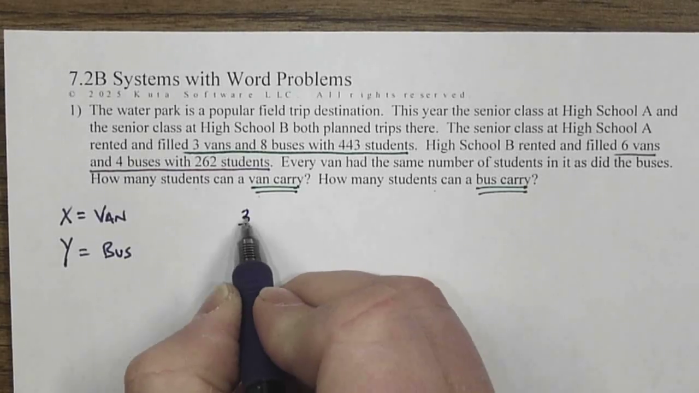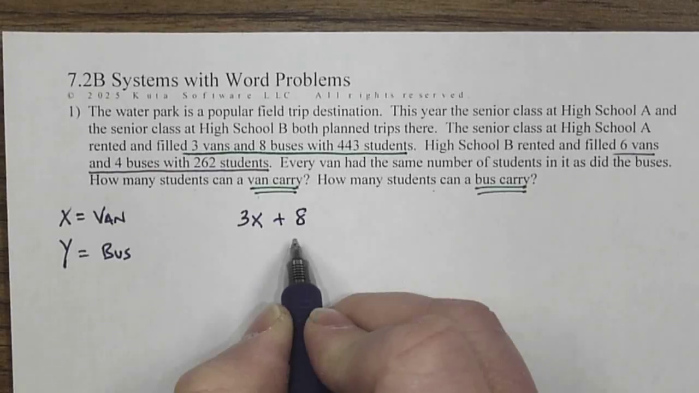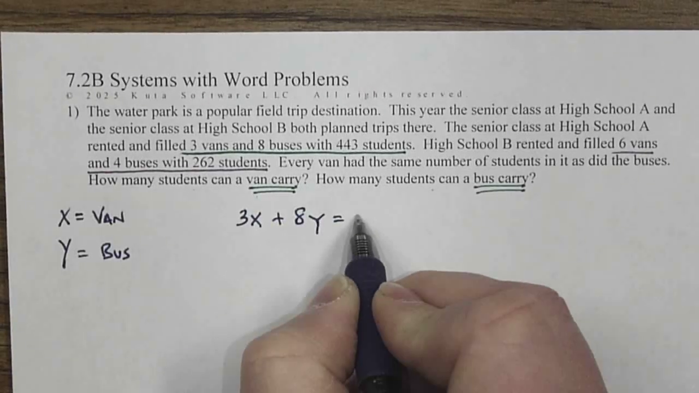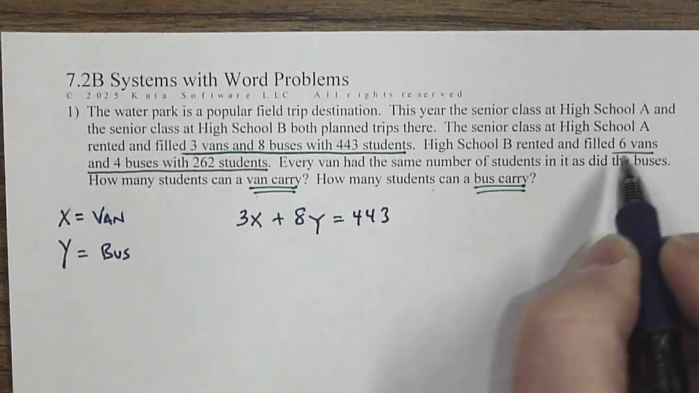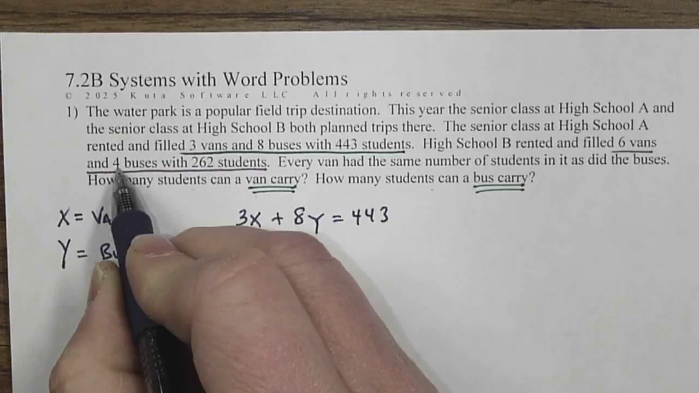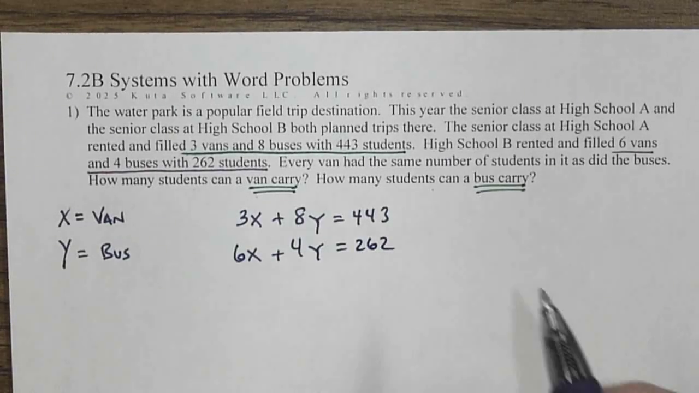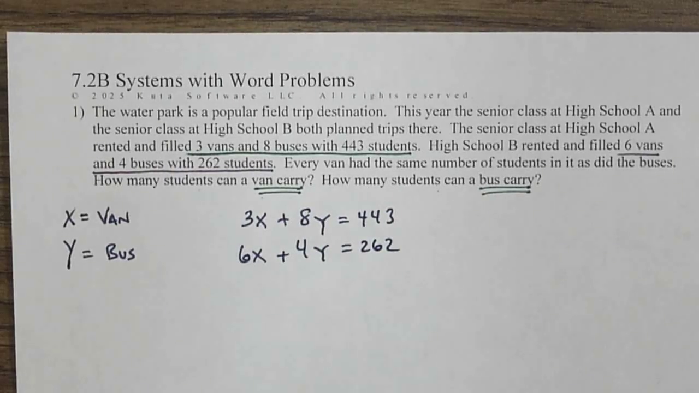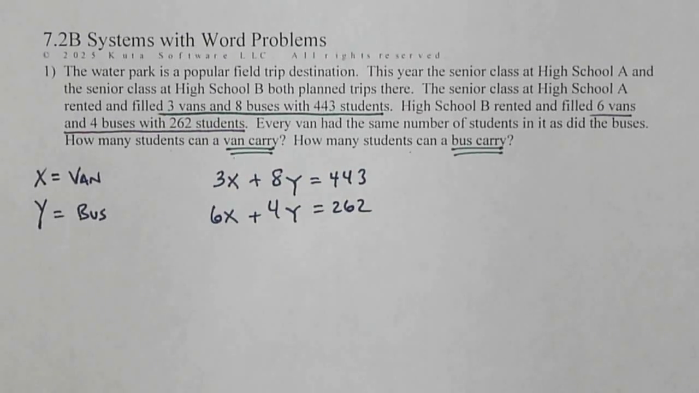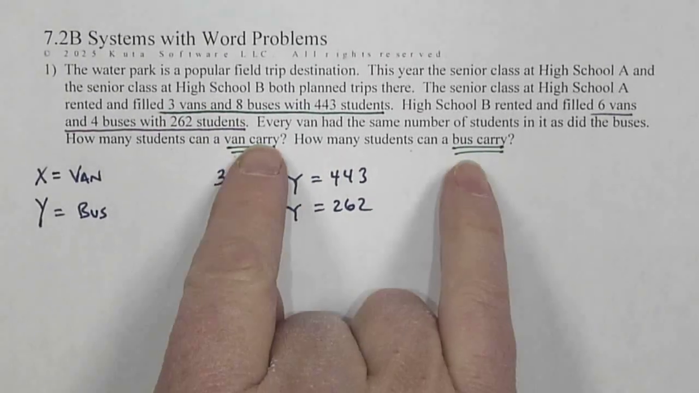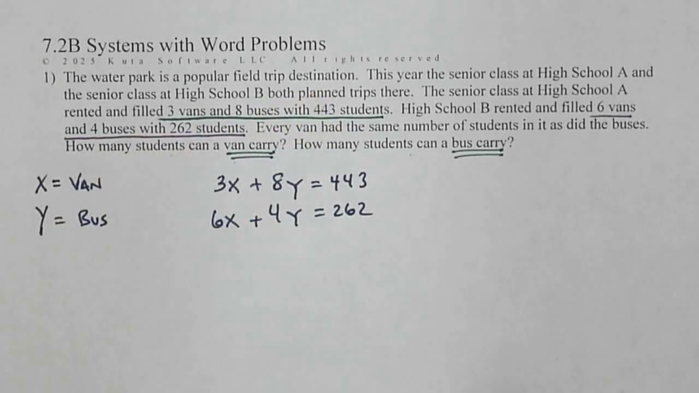3 vans, so 3 times the number of students a van can hold, plus 8 times the number of students a bus can hold, ends up being 443 students. 6 times the number of students a van can hold, plus 4 times the number of students a bus can hold, is 262 students. Now the word problem's gone. But it's just read the problem, look at the questions to identify what variables you need to find, and then translate the problem into equations.